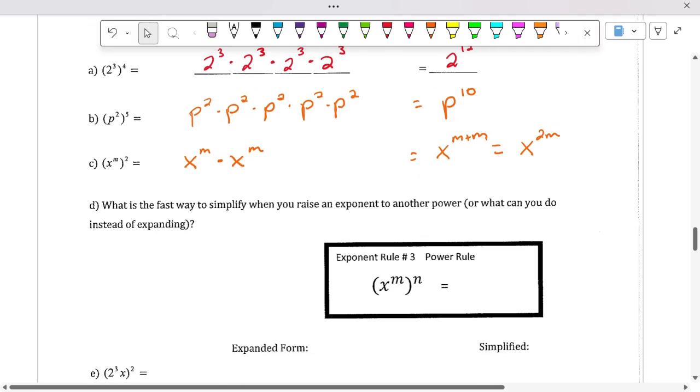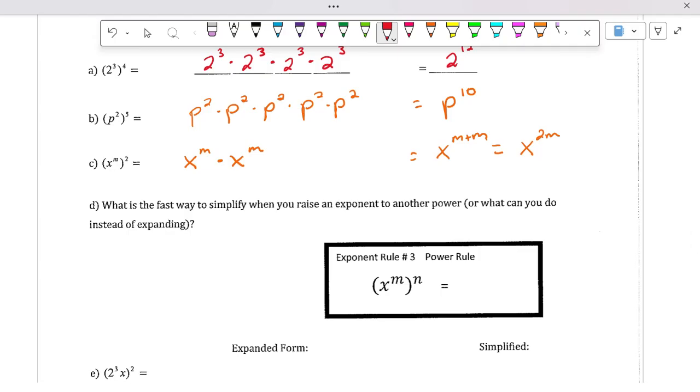Now, we already talked about this yesterday. So, if we use power rule, what are we actually doing to the exponents? Multiplying them. So, we multiply the exponents. That means this would be x raised to the m times n. And if you need to see it like this, that's fine.